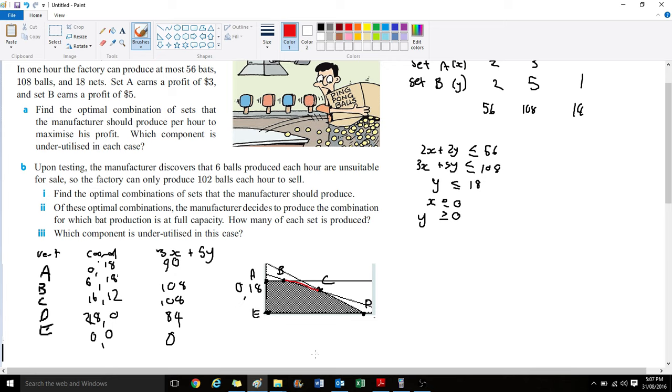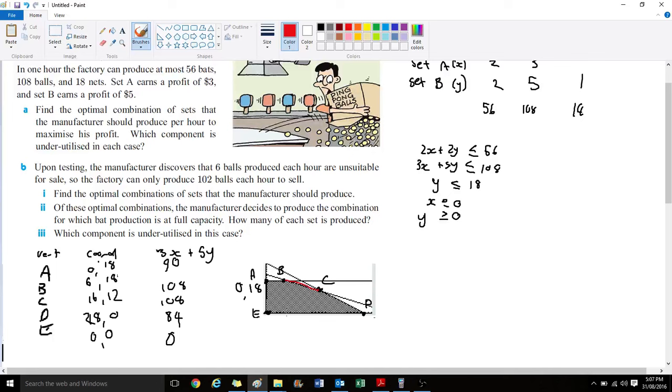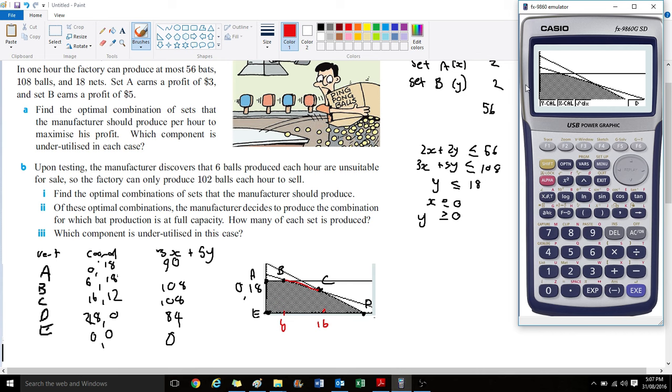How do we investigate? Okay, we can look at 3x plus 5y equals 108 and do it manually, or we can use our calculator, and our calculator is our best buddy. So here I've got the region. Now we're going to G-solve. At point B we have an x value of 6, and at point C we have an x value of 16. So there are 10 points that we need to examine to see if it's potentially another solution.